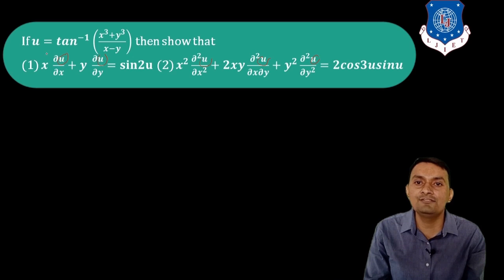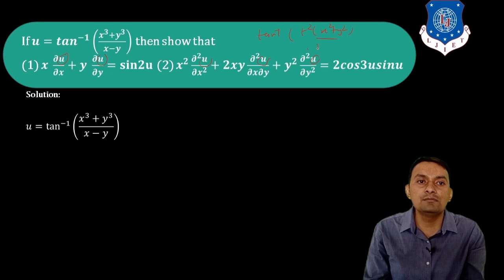So for this question, we can clearly see that this is not directly a homogeneous function, because when you replace x by tx and y by ty and simplify, you will get tan inverse of t square into x square plus y square divided by x minus y. But it doesn't mean that it is t square into u of x, y. That means it is not a directly homogeneous function. So we have to modify it so that x cube plus y cube divided by x minus y will be homogeneous.